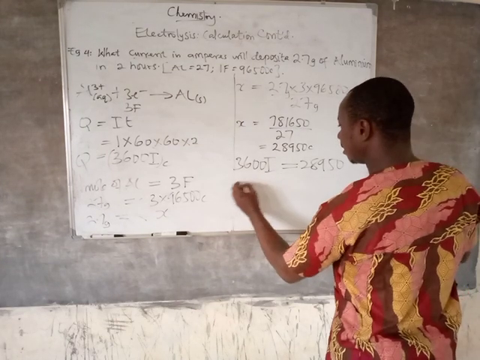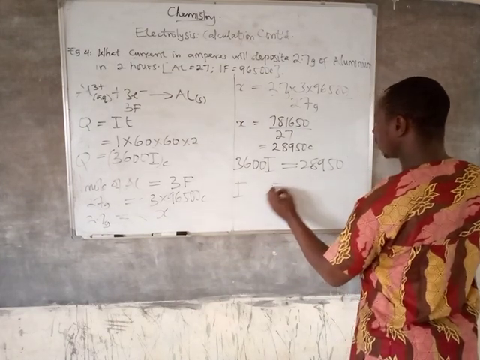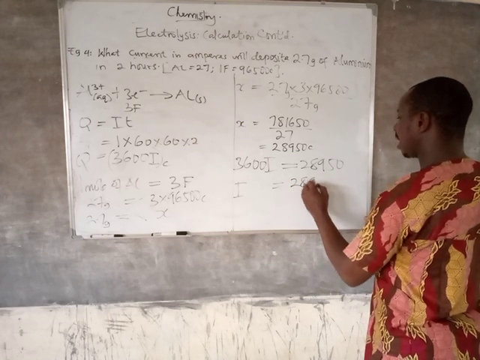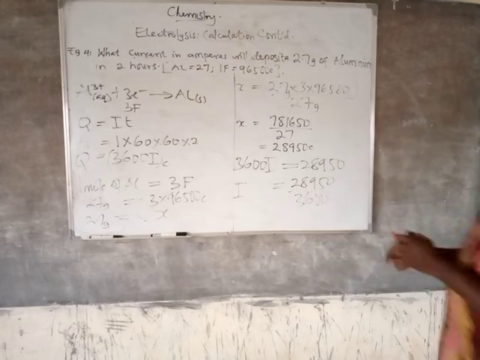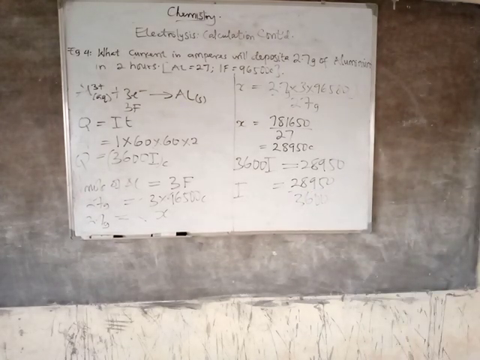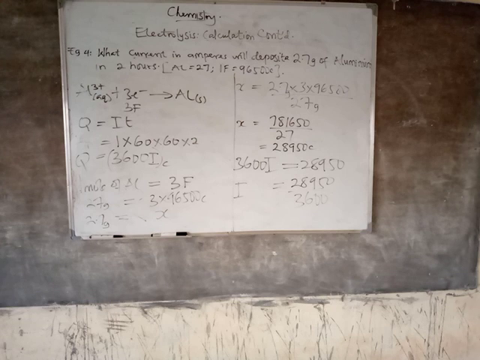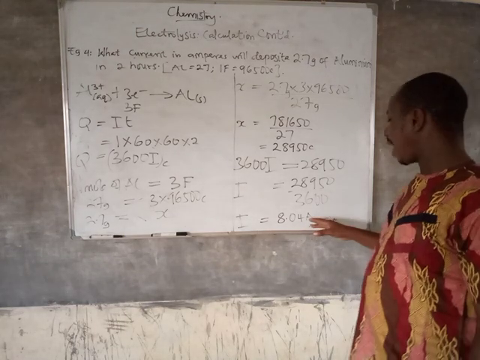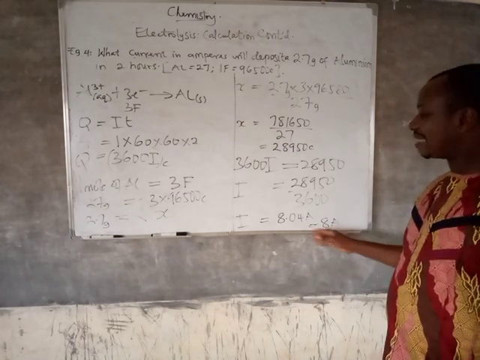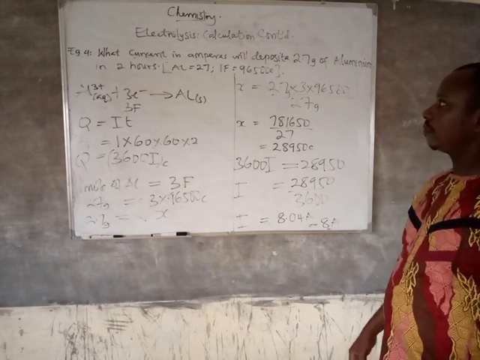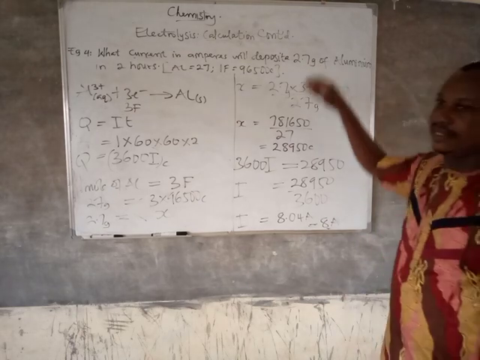So how do you get the I now? Divide both sides by 3600. I equals 28950 divided by 3600. That is a simple arithmetic. Let's press our calculator very well to see what it will give us. When you divide this by this, it will give you 8.04 amperes. I just approximated it to 8 amperes. That is the current that will deposit this.